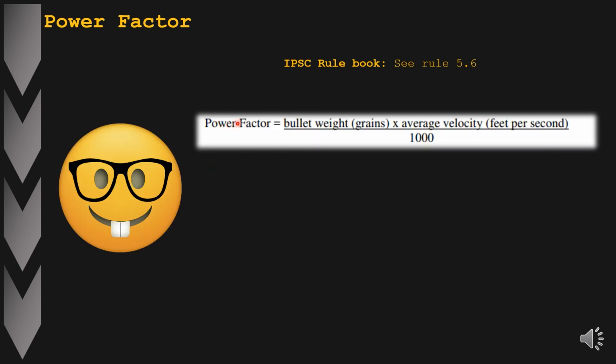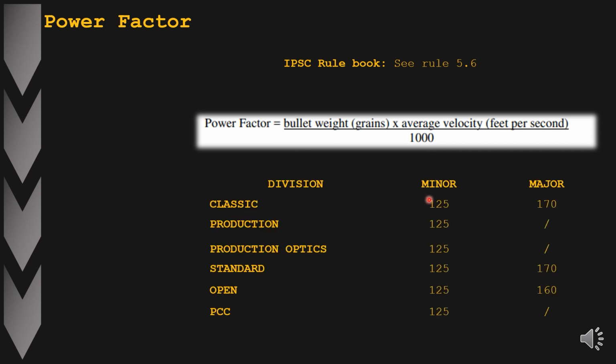The power factor is actually defined as a formula in which you have to multiply the weight of your bullet times the average velocity of your bullet shot through your gun, divided by 1000, and that will actually get you a minor or a major power factor. In IPSC, the minor power factor for all divisions is the same, it's 125. Does that mean that you cannot go higher?